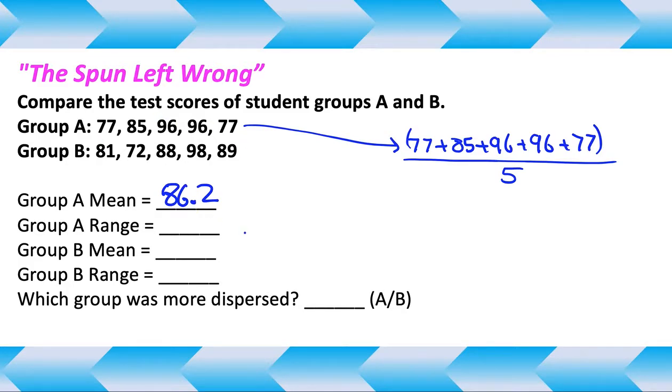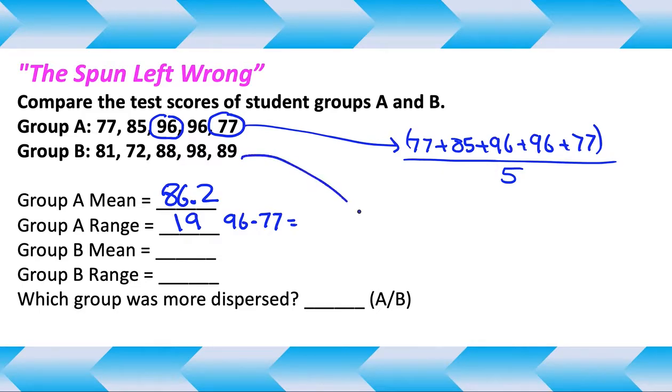Since we're talking about group A, let's find the range. The range is going to be the biggest number minus the smallest number. The biggest number, there's a tie for 96, so 96 is the max. And there's also a tie for the min. That's weird. The min is 77. So if we go 96, the maximum, minus 77, the minimum, we're going to get a range of 19. All right, one down, one to go.